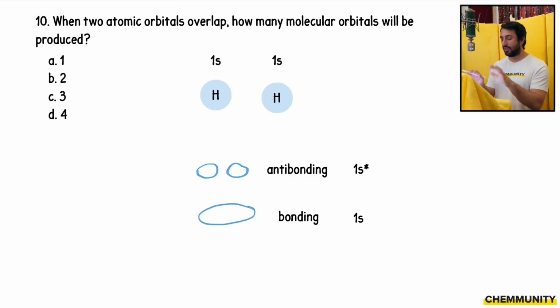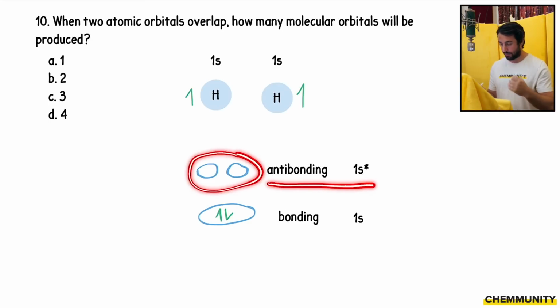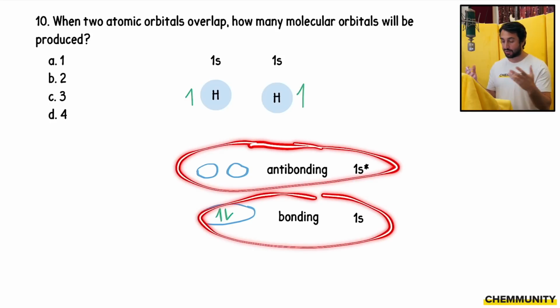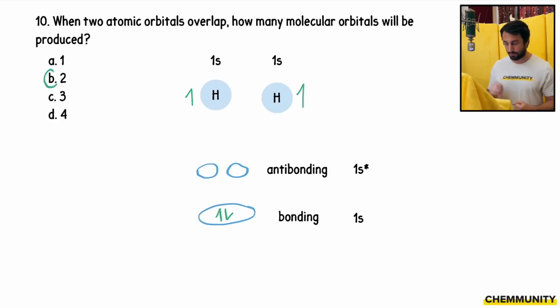As it happens, the electrons are going to be sitting in the bonding molecular orbital to produce the H2 molecule. So those are both in there, right? We have a 1s electron there, we have a 1s electron there. They're both going to end up in the bonding 1s molecular orbital, but we are also producing an uninhabited anti-bonding 1s star orbital. And so the answer here is just testing if we know how many molecular orbitals are being produced, namely a bonding and an anti-bonding orbital as a result of the interaction between the atomic orbitals. So the answer is B, 2.